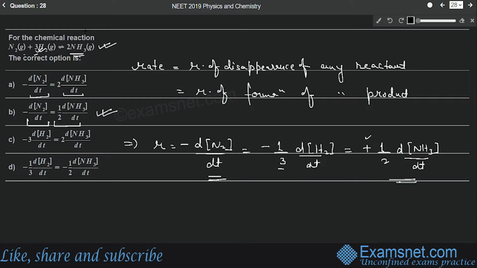In the first one, we can see it is given 2, but it will be 1 by 2. So this is not correct. In the third one, we can see minus 3 dH2 by dt is written. It will be minus 1 by 3. And here it will be 1 by 2. So this is also not correct. And here we can see that minus sign is given with ammonia. So ammonia is being formed, so it will be plus sign, right? So this is also not correct. Only correct one is option number B.